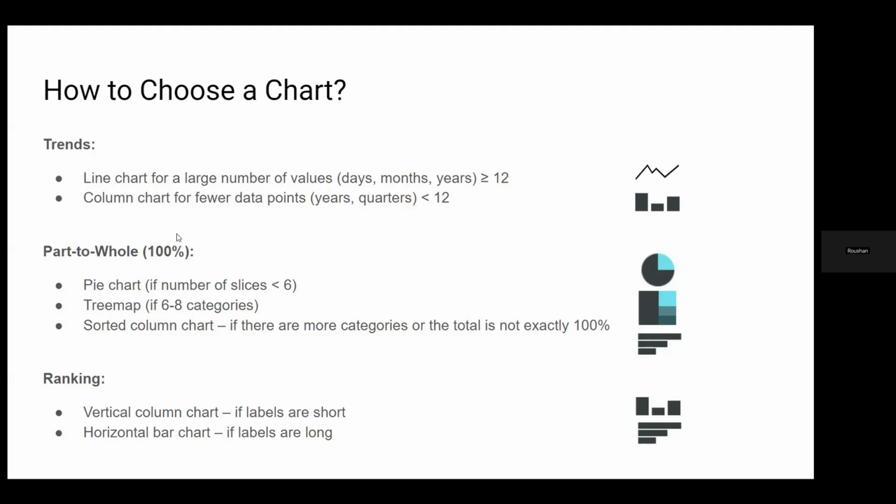Part to whole, again, if we have 100%, not more, use pie chart if you have several slices, 3 slices, 4, maybe 6. If you have more than 6 slices in pie chart, don't use pie chart.